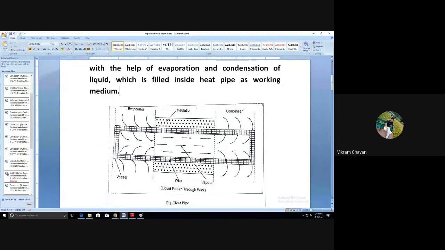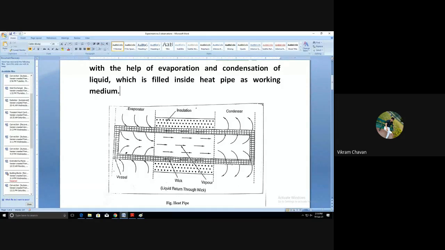This liquid which is present in the condenser section will be absorbed by the wicking material or wick structure which is present in the heat pipe. The main function of this wicking material is to transport this liquid from the condenser section to the evaporative section. And once again the working fluid is present in the evaporative section in liquid form for absorbing the latent heat from the source.